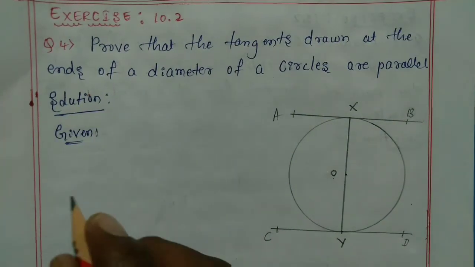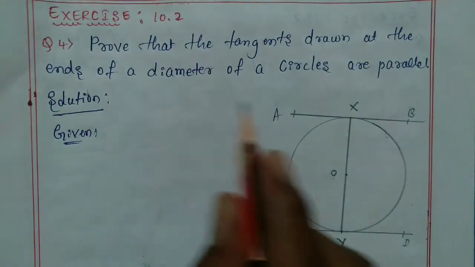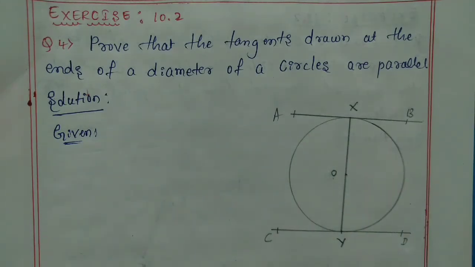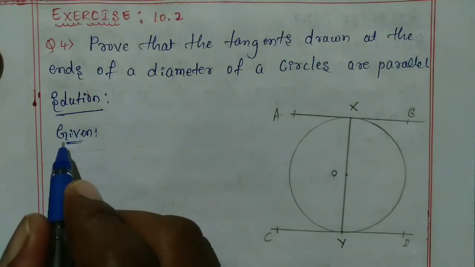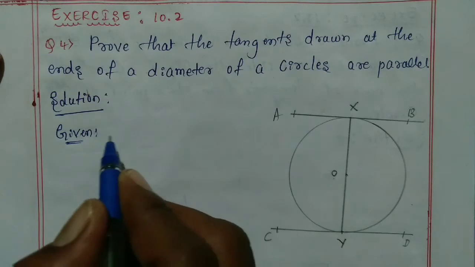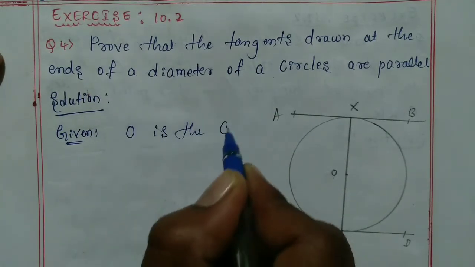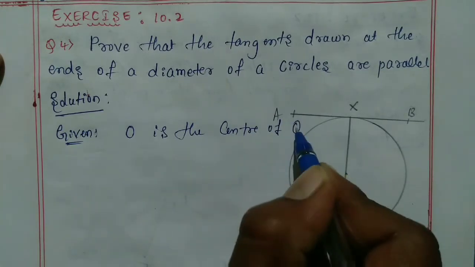So next, what do we have to prove here? Prove that tangents drawn at the ends of the diameter of a circle are parallel. We have to prove that AB and CD, these two, are parallel. So first I will write the solution. In the solution, what is given? I will write here: O is the center of the circle.